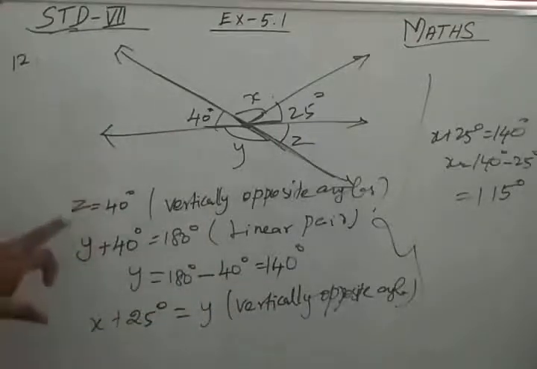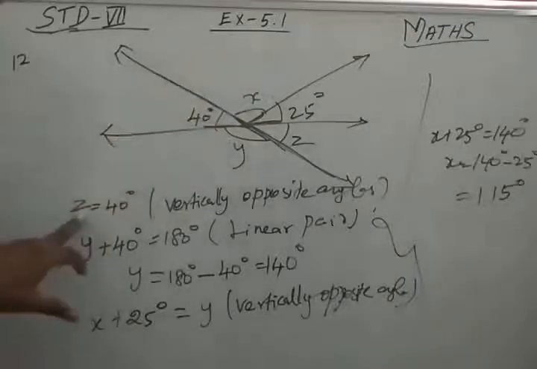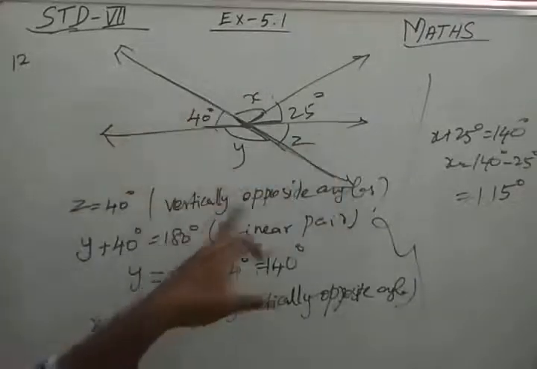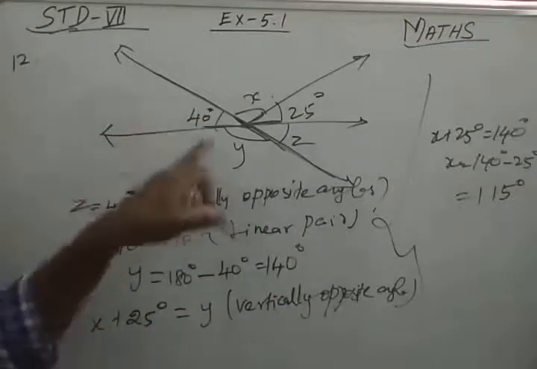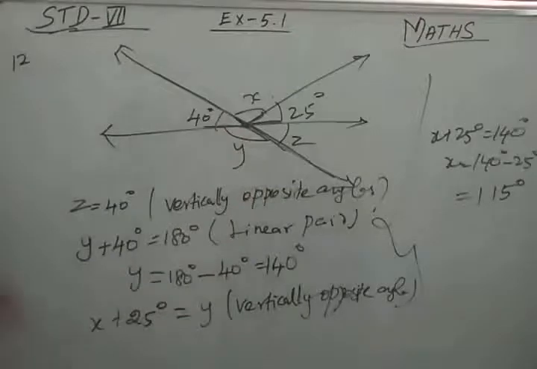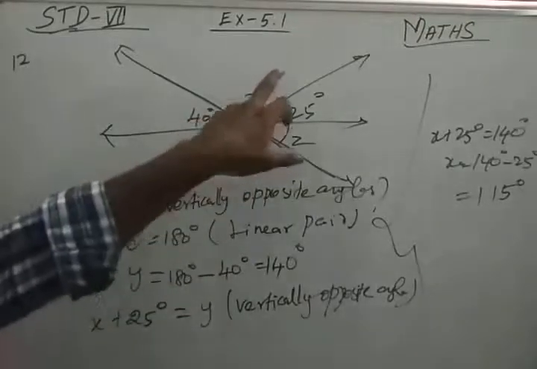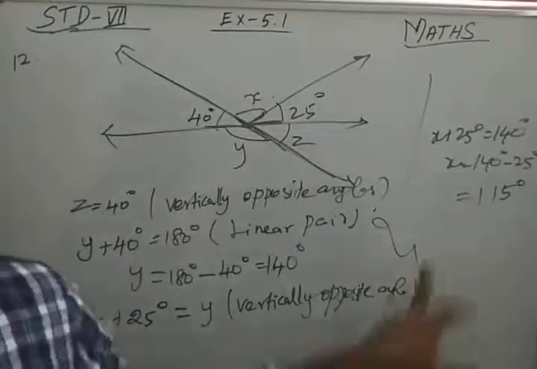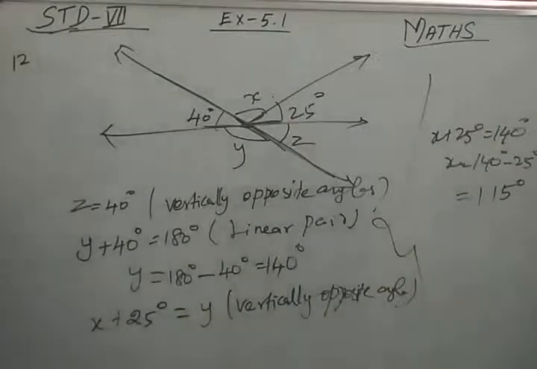See, first I am saying, in this picture they have given the z value. First for the z value we took the vertically opposite angles directly, and when we take y plus 40 degrees, that is a linear pair, so we have taken according to that also. Next, to find the x value, vertically opposite angles: x plus 25 is equal to y. So we have substituted the value. We got x is 115. Okay, understood?